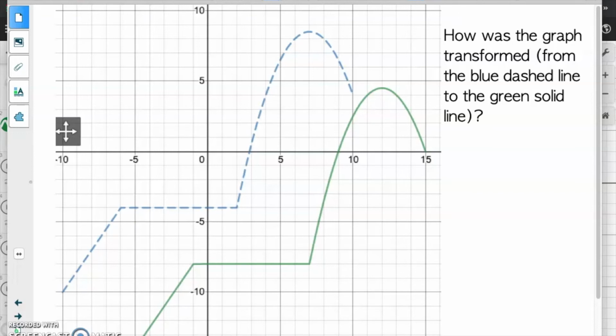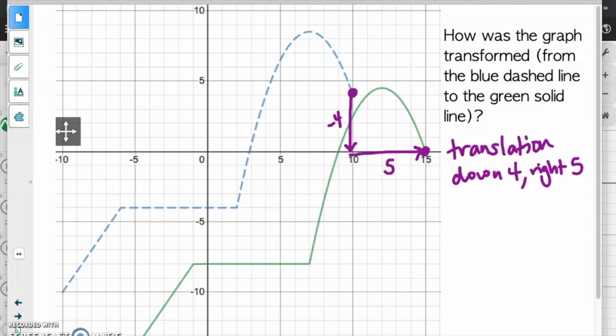So pick an important point. It could still be the maximum point. It could be an endpoint or any other turning point. This time, let's pick the endpoint just to do something a little bit different. Let's focus on these two endpoints here. So to go from the blue dash line to the green solid line, we would move along the grid down 4 units and right 5 units. And this is one way to describe the transformation, as a translation down 4 and right 5.